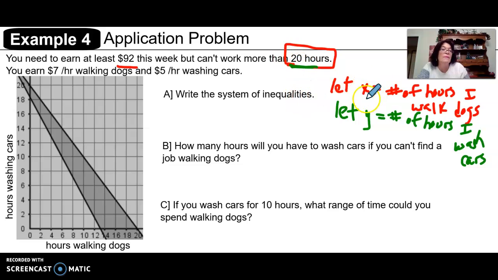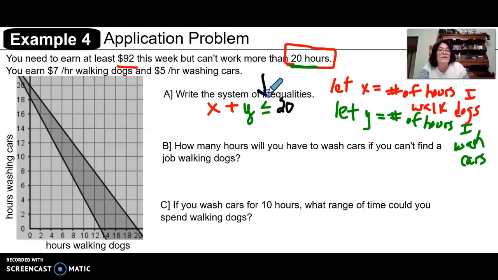So when I add the number of hours I walk dogs, which is X, plus the number of hours I wash cars, that cannot add up to more than 20 when I add them together. The X plus the Y has to be less than or equal to 20.